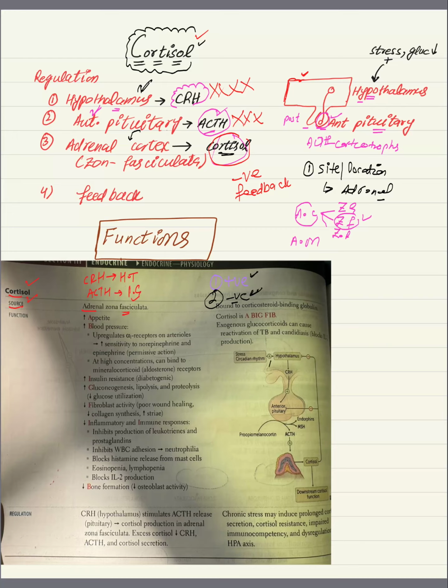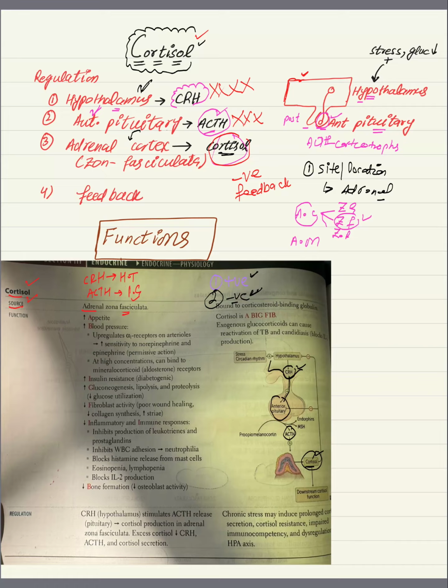This is the hypothalamus, and from the hypothalamus you are producing CRH. This CRH will come to the anterior pituitary. After the anterior pituitary, you produce ACTH. This ACTH will go to the adrenal cortex, and the adrenal cortex has the zona fasciculata. There it is going to produce cortisol, and this cortisol will go back and lead to negative feedback on the production of cortisol.